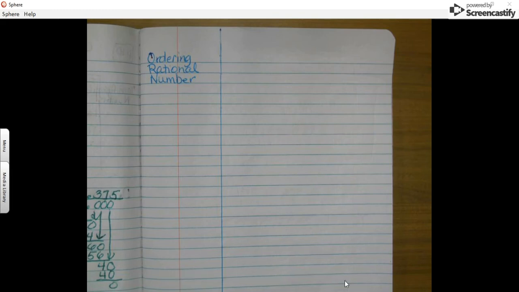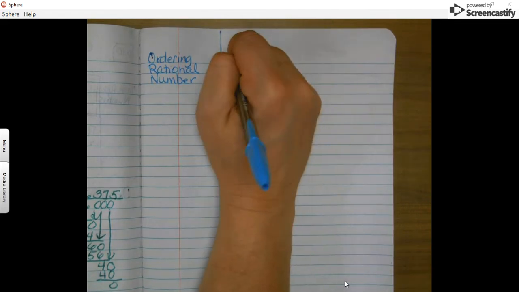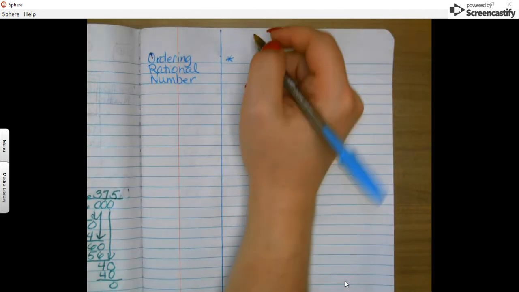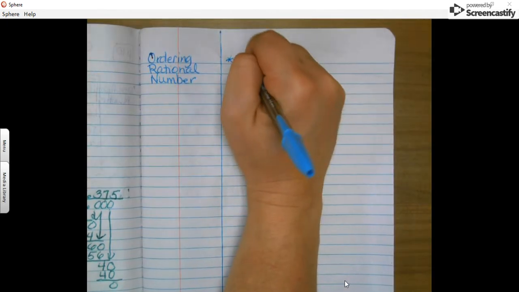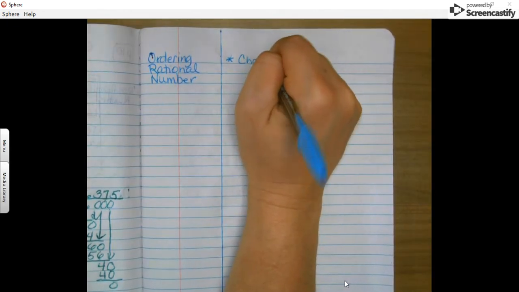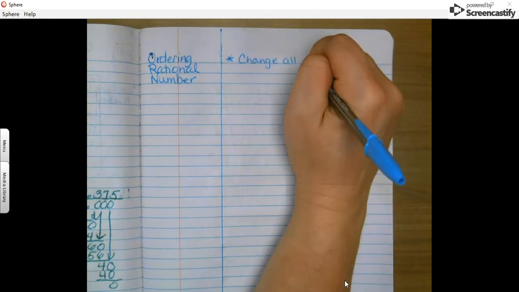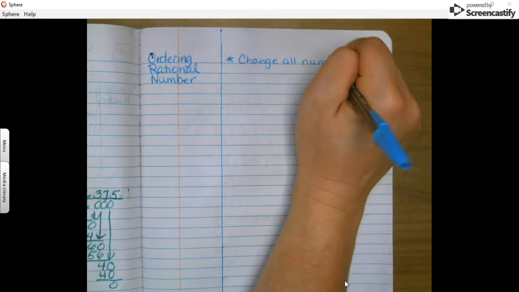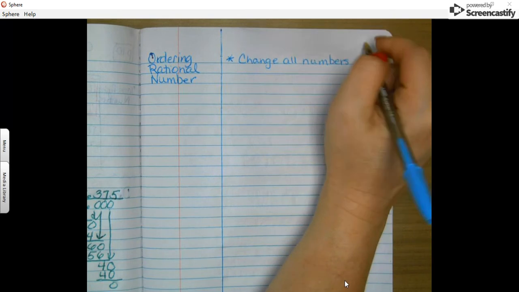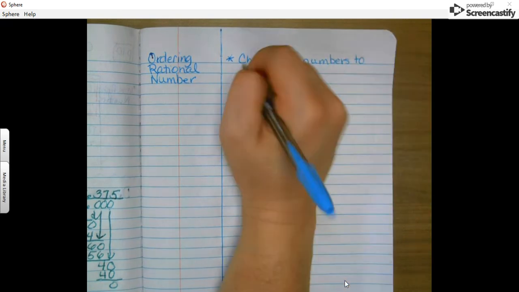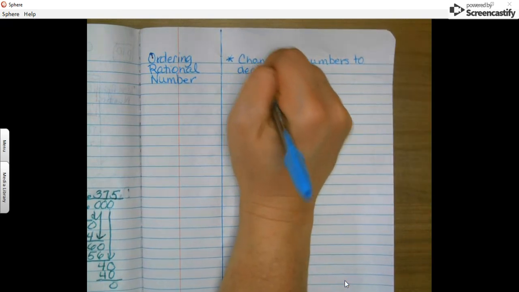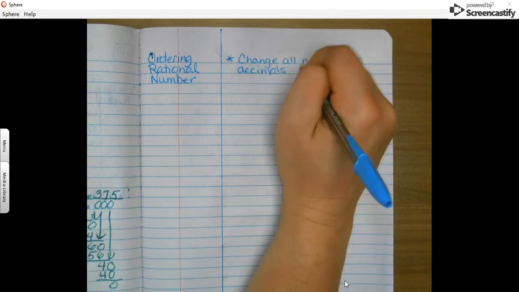All right. So we just finished writing rational numbers as decimals. So now we're going to go to ordering rational numbers. So the first bullet point I'm going to have you write down is that you change all numbers to decimals to compare.